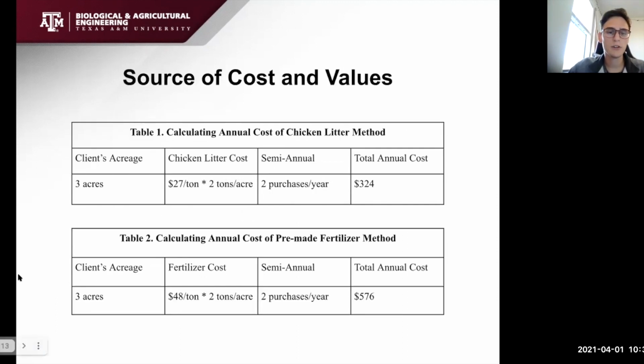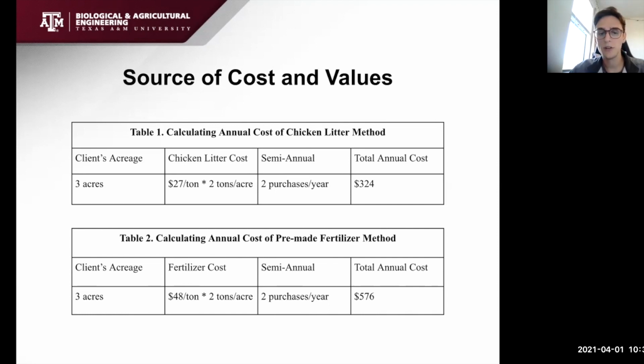So, sources of cost and values. In table 1, we can see that we're calculating the annual cost of the chicken litter method. So this would be our proposed fertilizer method. We can see that the client has 3 acres. Like James said, 2 tons per acre. And this would be a semi-annual purchase that he would be doing, so 2 purchases per year. That would net this solution to cost $324 annually. And this is, like I said, our proposed solution.